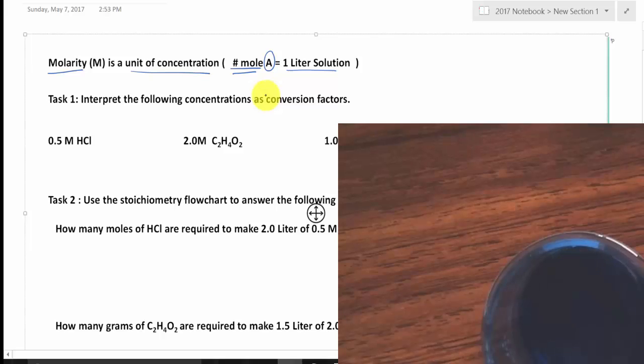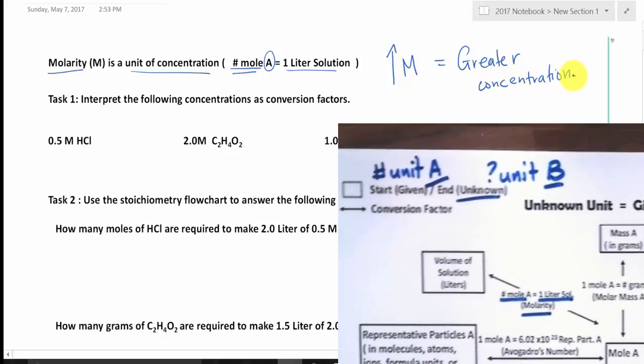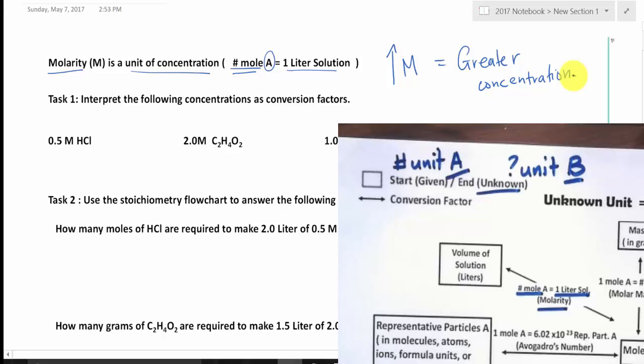So what does it mean? That means the higher the molarity, the greater the concentration. But one of the most important things about molarity is that molarity is actually a conversion factor. So this is a conversion factor, okay? What is a conversion factor? Of course it has two parts. Notice how we have number of mole A equal to the liter of solution.